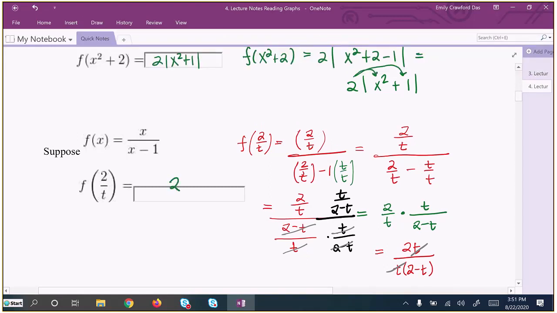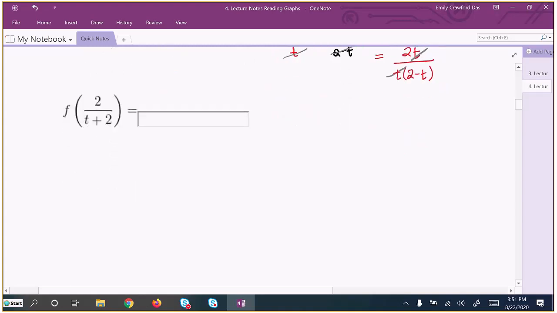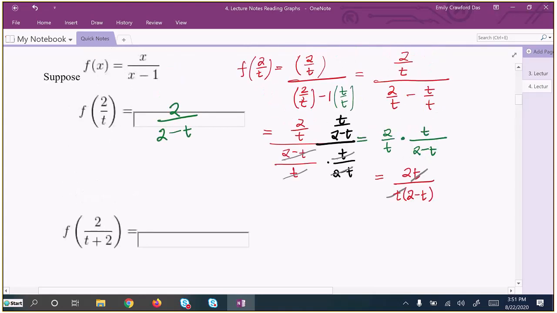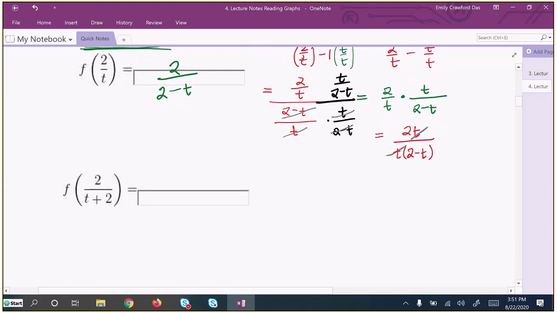So 2 over 2 minus t is going to be the answer for this, evaluating f at 2 over t. So I'm going to do something very similar here, evaluate f at 2 over t plus 2. So I go back to my original function, f of x is equal to x over x minus 1, and everywhere that I have an x, I just put 2 over t plus 2.